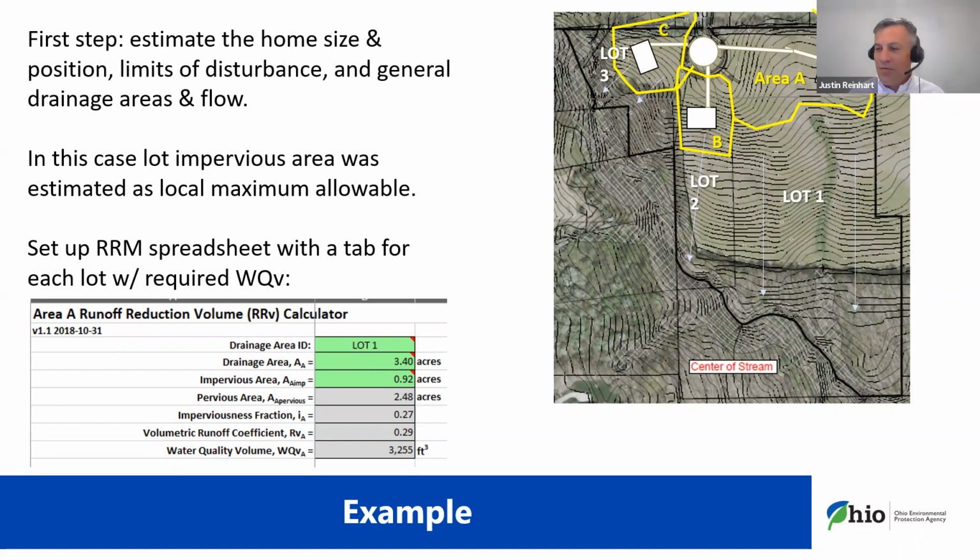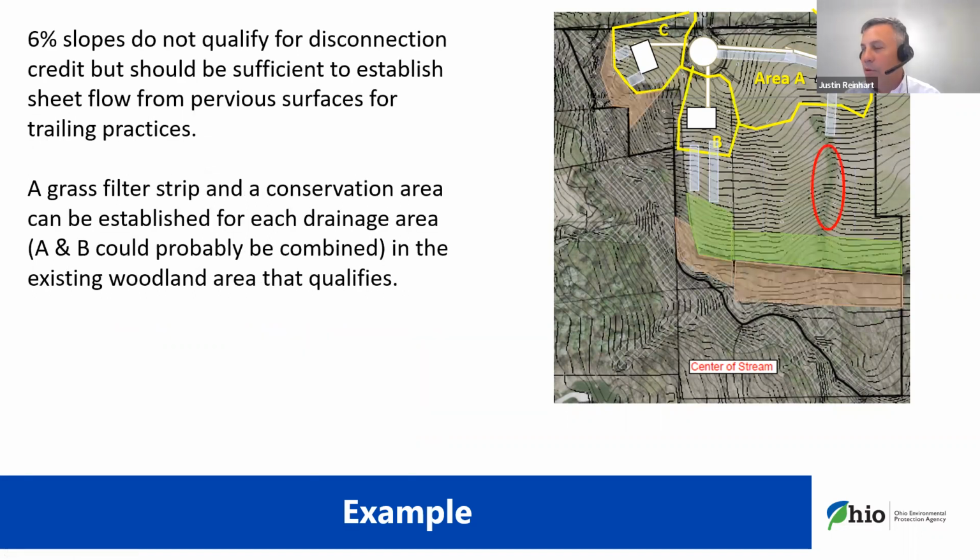So the spreadsheet has 4 different tabs, and in this case, each lot was broken up into a different tab and calculated individually. Now, if this were a more standardized development, maybe only one would need to be done as a typical, and not each individual house lot. We set that up, established the practice disturbed area and what the water quality volume requirement was going to be for that site.